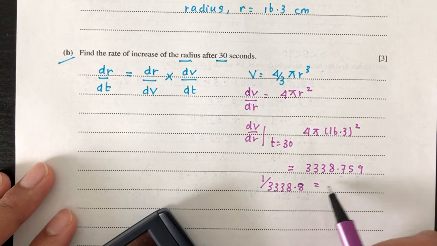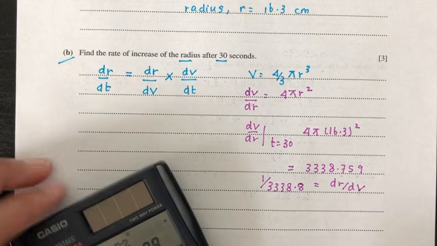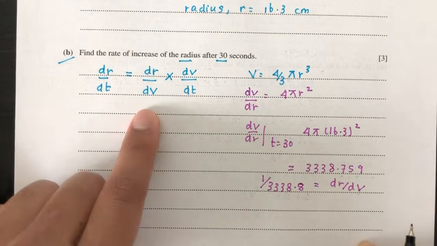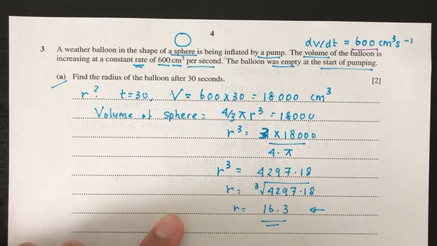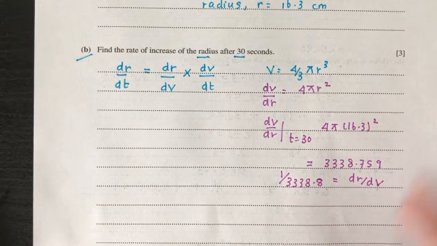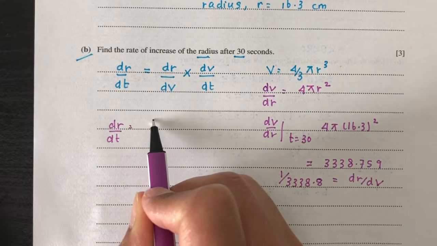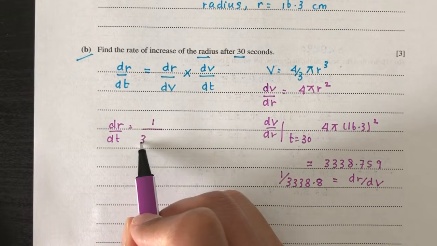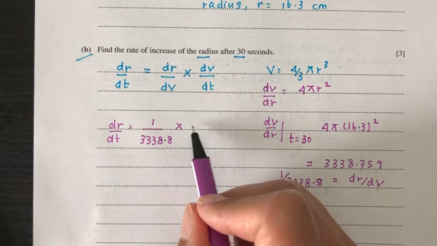3338.8 equal to dr by dv. Okay, so that's the first step. So for this value, luckily we have this value right here, 600. So we just have to replace. So dr by dt will be equal to 1 divided by 3338.8 times 600.